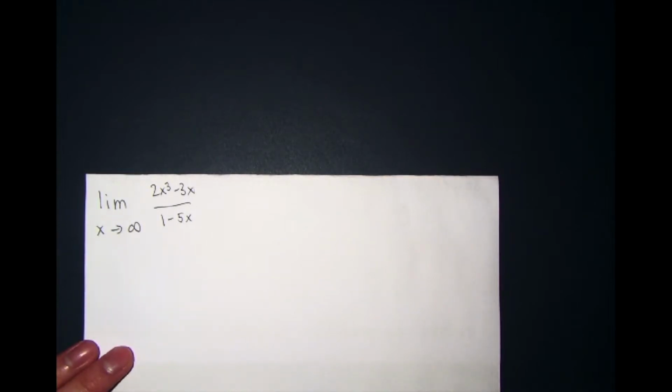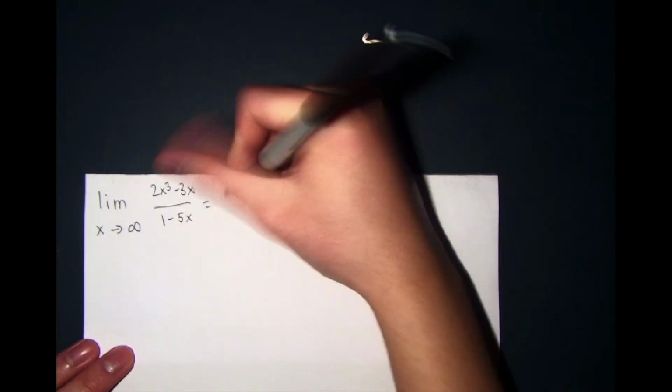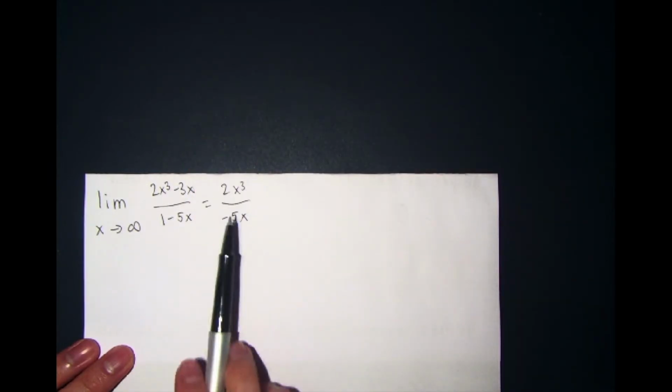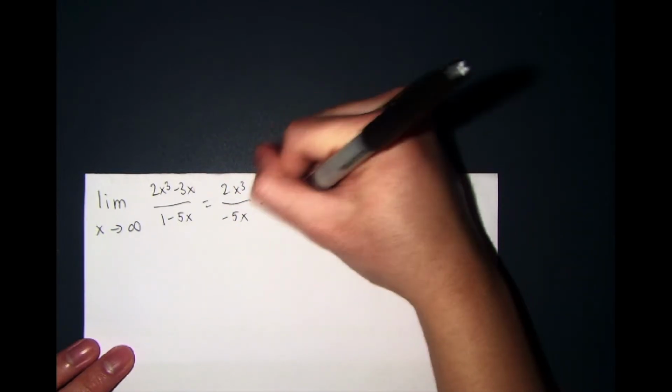So what you would do here is you would only look at the terms with the greatest degree. So in the top, that would be 2x cubed, and in the bottom, that would be minus 5x. And when we simplify this, we can cancel an x from both sides. So we get 2x squared over negative 5.